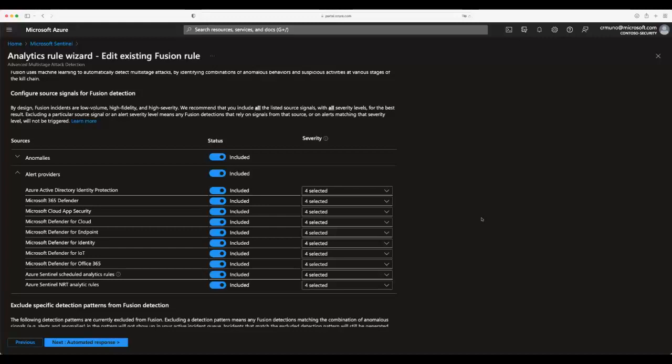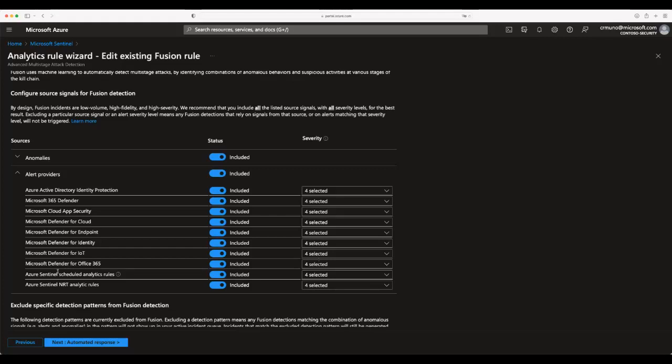What's the overall metric that we're trying to track across our SOC? The recommendation from Microsoft is for you to actually include all the listed source signals with all severity levels. And the reason why is because, again, the more the merrier, and that's more data that the machine learning model has to actually work with. And that can actually give you the best results when it comes to accuracy and also fidelity.